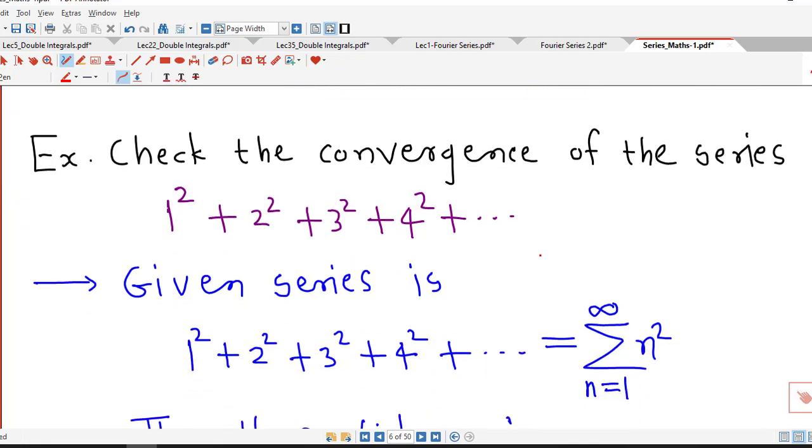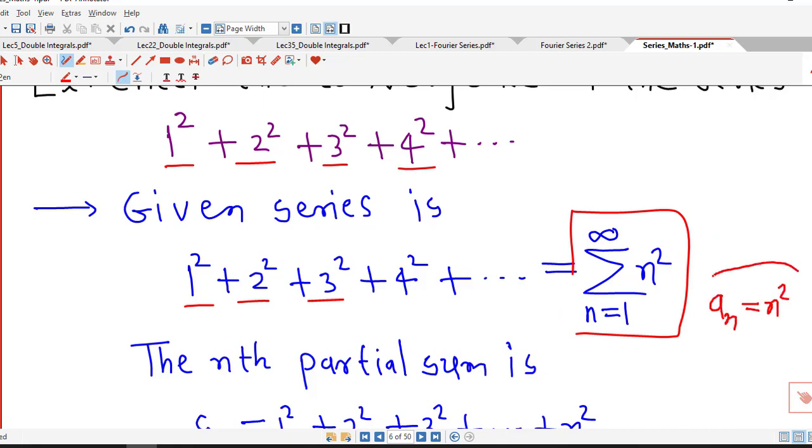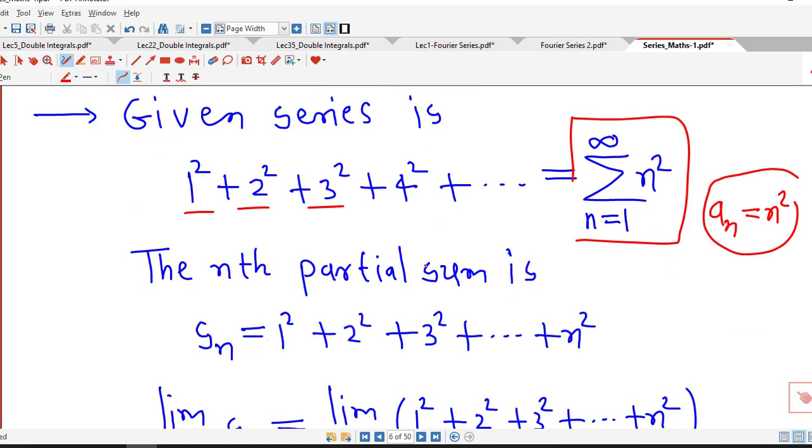Next example is, check the convergence of this series 1 square plus 2 square plus 3 square plus 4 square and so on. So the given series is 1 square plus 2 square plus 3 square and so on, which we can denote by sigma n square, where n equal to 1 to infinity. So here the nth term is n square. So the nth partial sum is Sn equal to sum of first n terms, a1 plus a2 plus a3 plus an. So a1 is 1 square, a2 is 2 square, a3 is 3 square and so on.